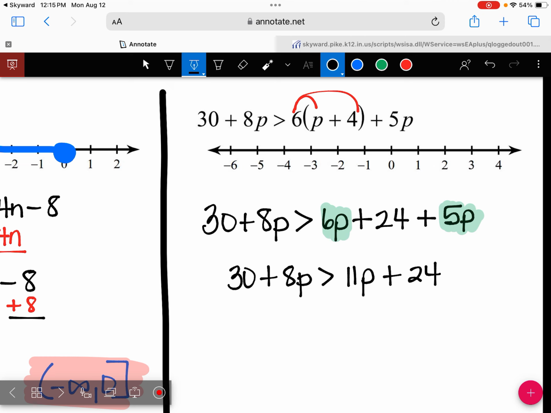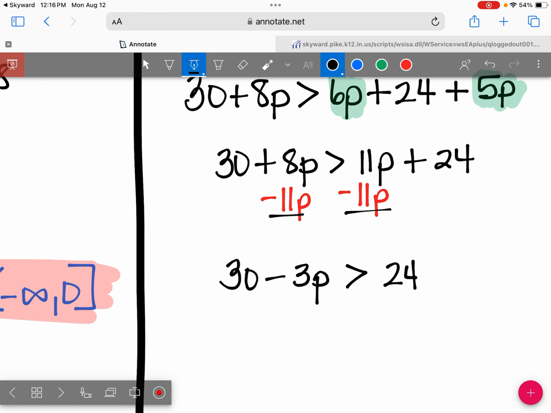All right, so now what are you gonna do? Yeah, I'm gonna subtract the 11. You can subtract the 8, but I'm gonna subtract the 11 because I wanna keep my variable on the left. So then that'll give me 30 minus 3p is greater than 24. And now I need to subtract that 30. So negative 3p is greater than negative 6.